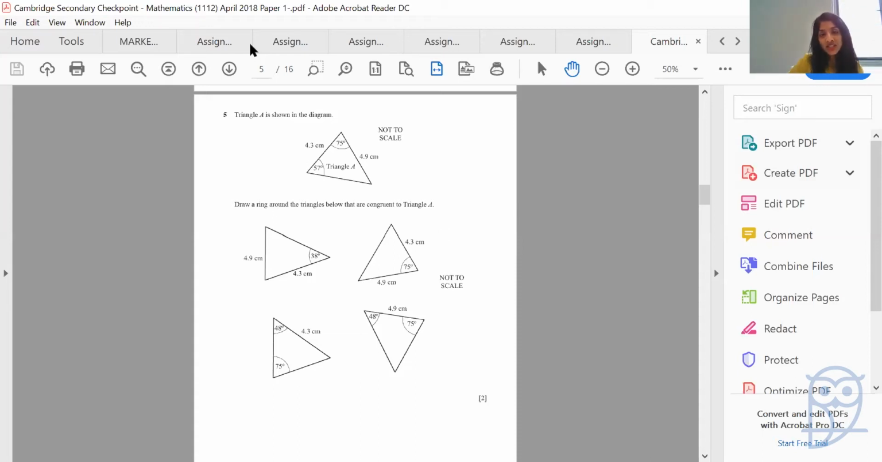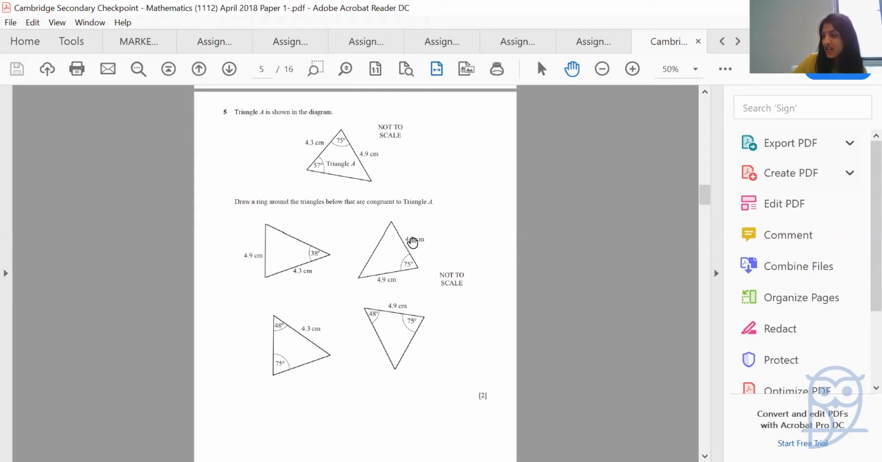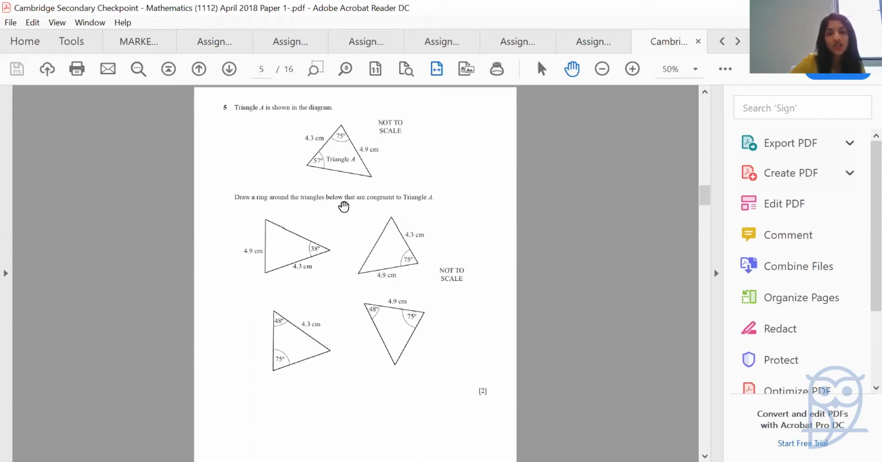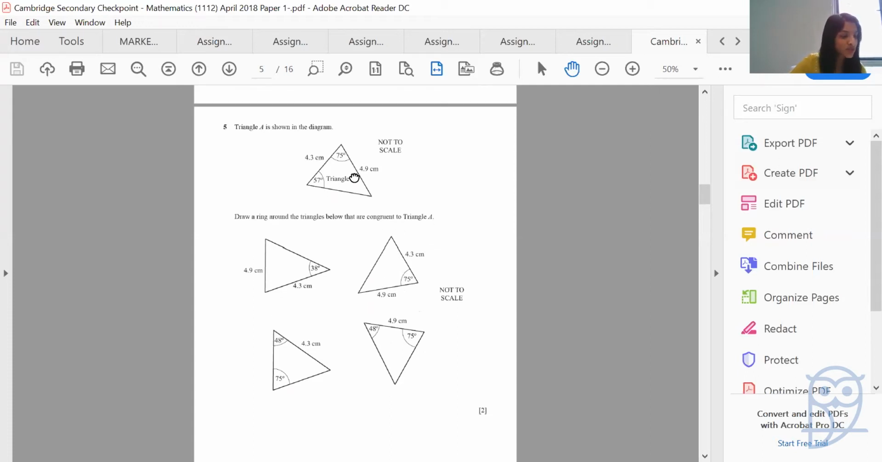Okay, so let's look at these two here. Firstly, automatically we know that this is congruent to that. And why would we say that it is congruent to triangle A? We have two sides and one angle that is equal. Two sides and one angle that's equal. So between these two, this triangle is congruent to triangle A.